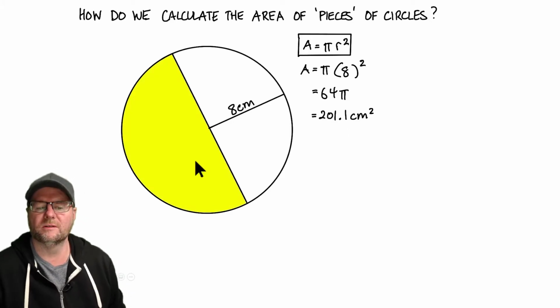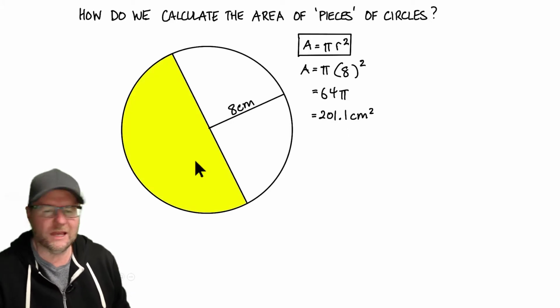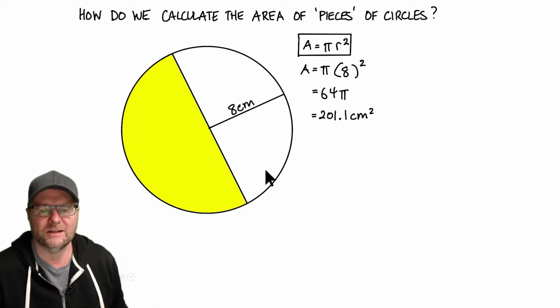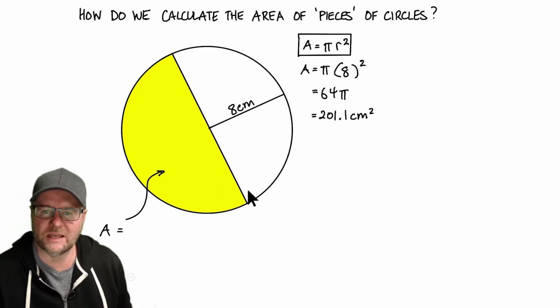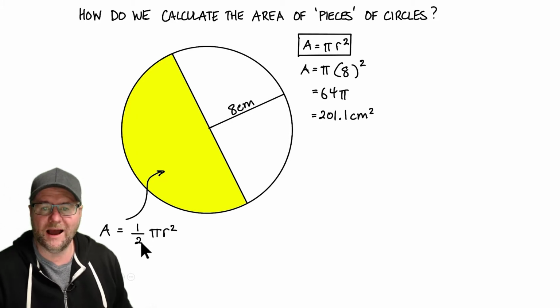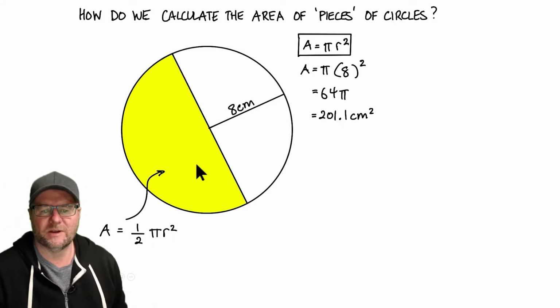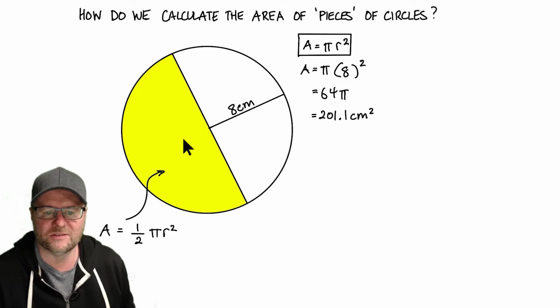But what if I only wanted this yellow piece? Well, I can look at that and go, oh yeah, that's pretty obvious. That's half. That's half of the circle. So guess what? All I need to do to get the area formula is I put a half in front of the formula. So where I had the pi r squared, I'm going to put a half in front of that. So it becomes half times pi times the radius squared, because I only want to keep half the circle.